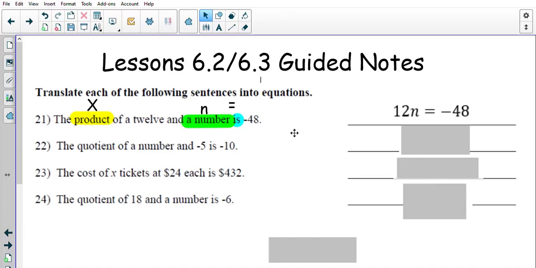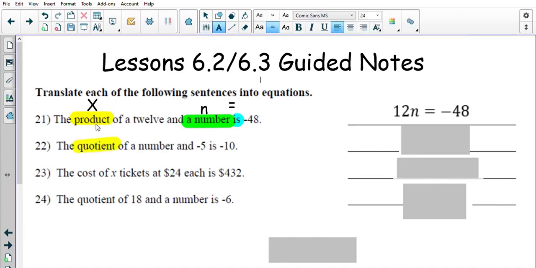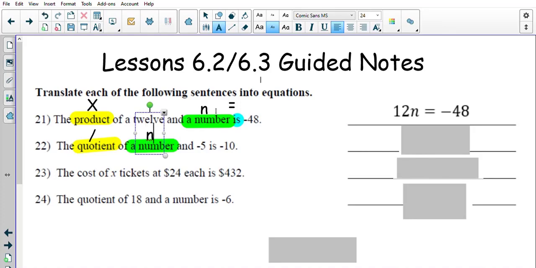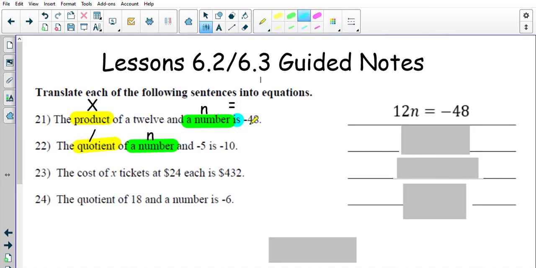The quotient of a number and negative 5 is negative 10. So the word quotient means division. So I'm going to use a slash to represent division here, again, just since that's the easiest one for me to show, not a question mark, but a slash for division. The quotient of a number, and again, a number, just like in our last question, is going to be our variable n. So type that in. And negative 5 is negative 10. Don't forget that the word is generally represents our equal sign.